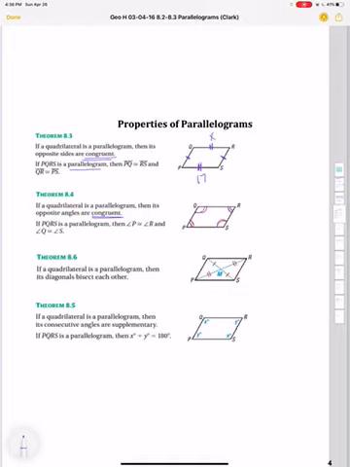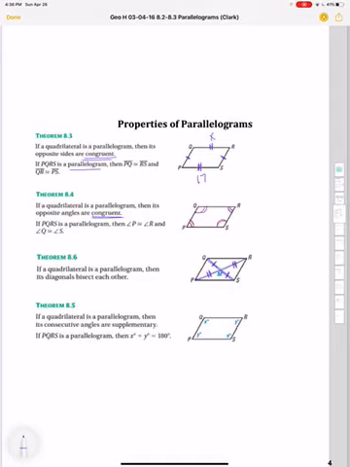Okay, if a quadrilateral is a parallelogram, then its diagonals bisect each other. This is a really popular one. So here's the diagonal. Its diagonal is cut in half by this other diagonal. So that's cut in half. So you have to know that these lines are diagonals, and if you do, then you know that they're going to cut each other in half.